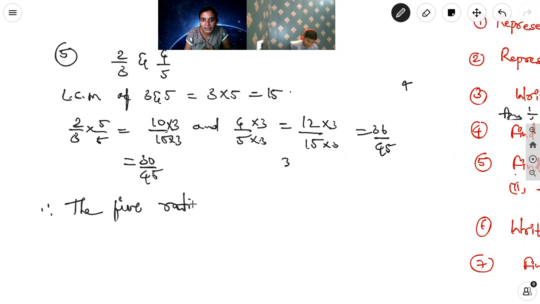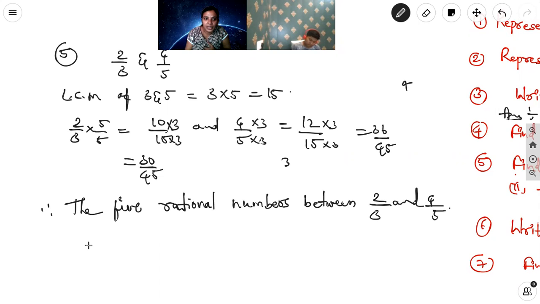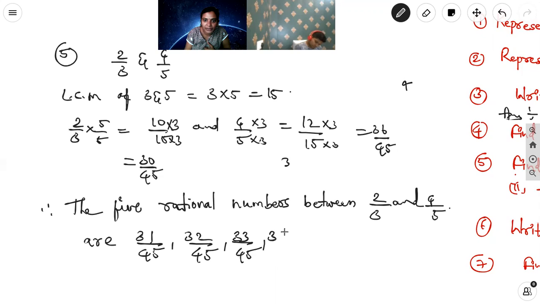Therefore, the 5 rational numbers between 2 by 3 and 4 by 5 are 31 by 45, 32 by 45, 33 by 45, 34 by 45, 35 by 45. Okay, 5 numbers we get.